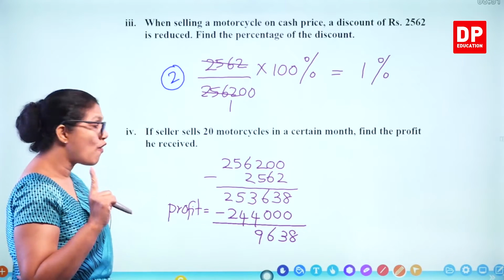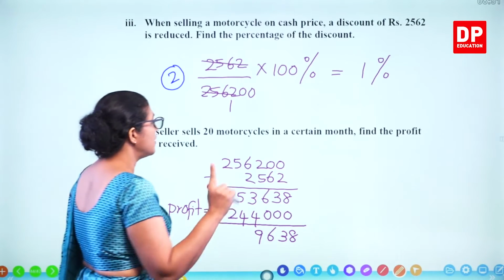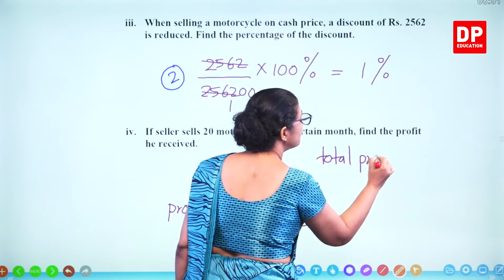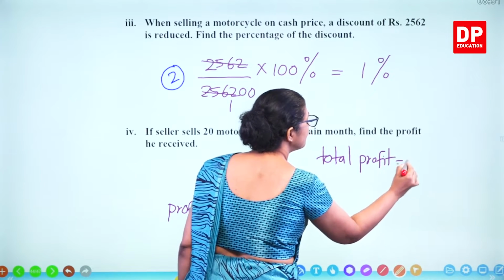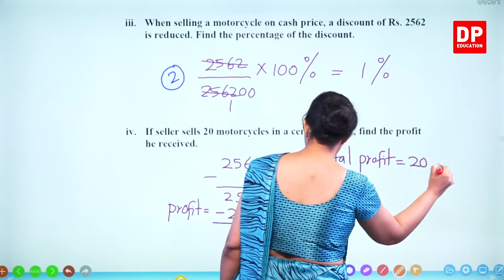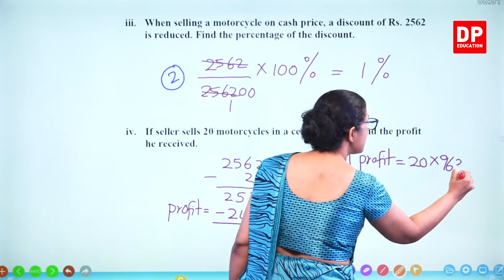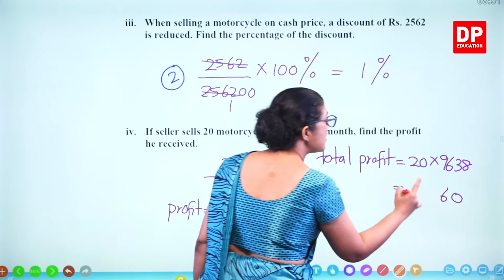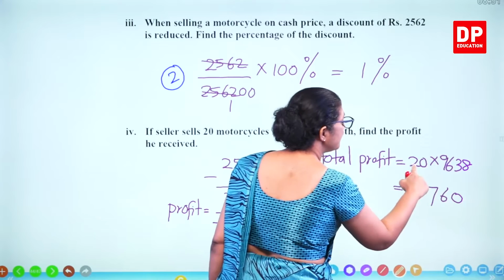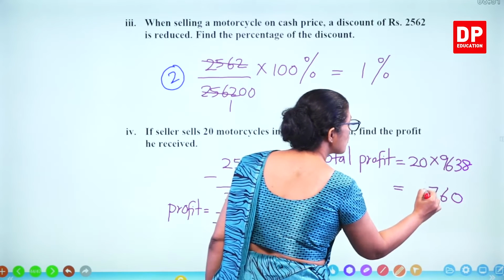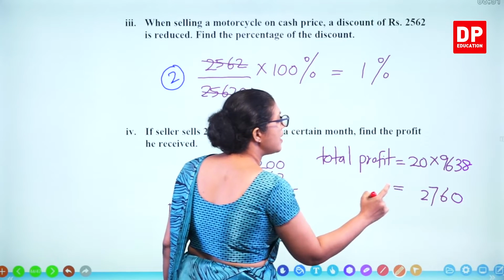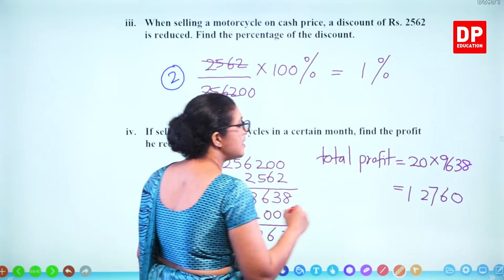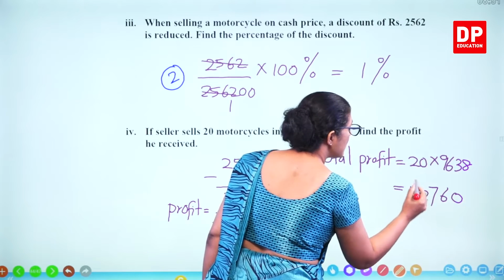9,638. So this is for one motorcycle. So what's the total profit? 20 times that value, 9,638. 0, 16 and 7. 2 times 6, 12, 1 remaining, and 2 times 9, 18 plus 1, 19.